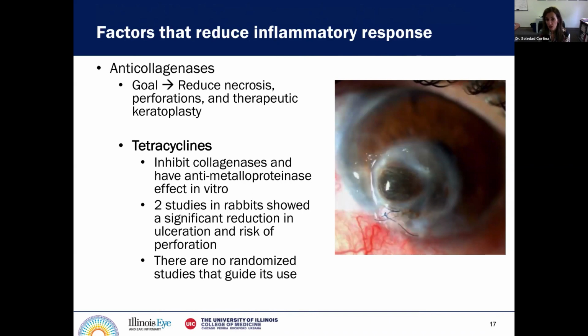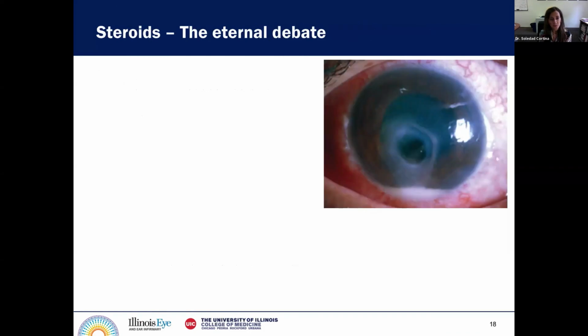It's a relatively safe drug, and I feel that we all use it despite the lack of strong evidence for it. But we all, at the risk of melting and perforation for various corneal diseases, not just infectious keratitis, may decide to use tetracyclines orally.